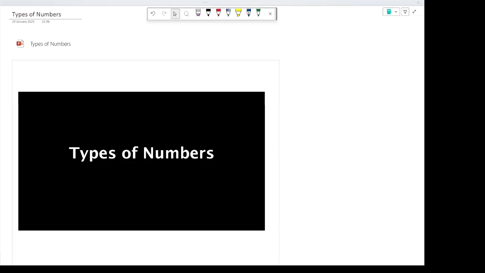Today we are diving into a fundamental topic, types of numbers, as you can see on my screen. Mathematical numbers are all around us, but have you ever wondered how they are categorized? Stick around for the next 10 to 15 minutes as we break it down step by step.